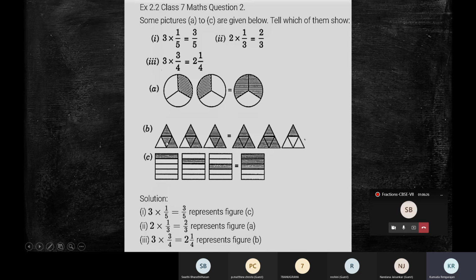See this one here. What is the fraction? Ma'am, 3 by 4. There are 1, 2, 3, 4 triangles, and 3 are shaded. So it is 3 by 4.